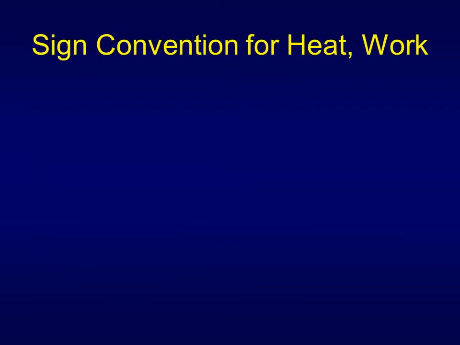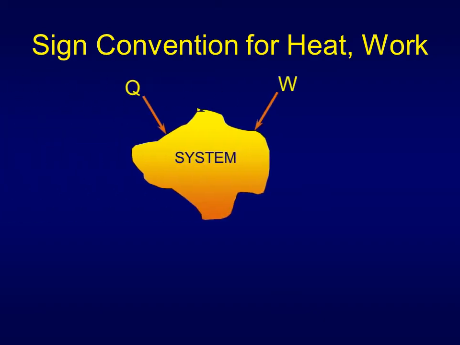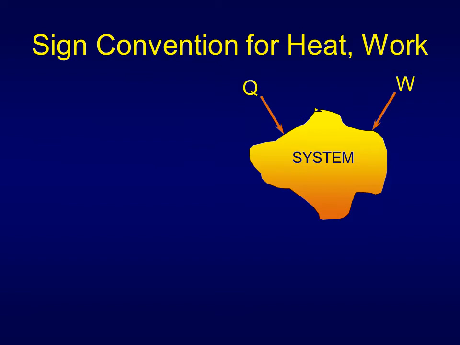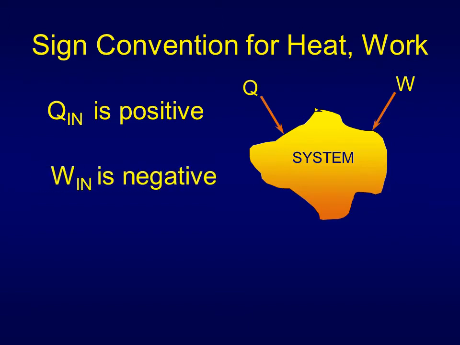First of all, we've got to cover the sign convention for heat and work. Now, I'm not in favor of having a sign convention personally, but when you pick up a book, often books will stick to a sign convention where heat is in, work is in, those sorts of things. So if we draw our system where we have heat coming in and work coming in, the book you're using has a sign convention. Q in is positive and work in is negative.